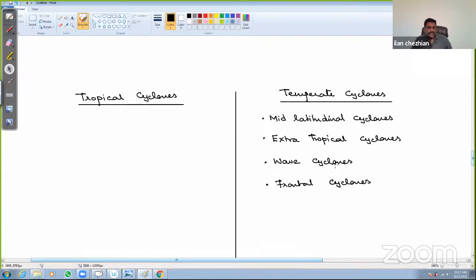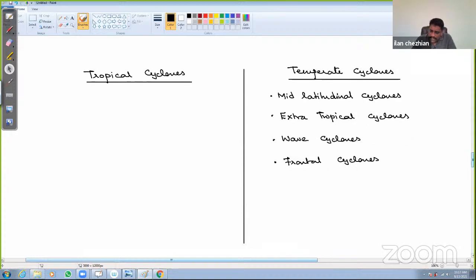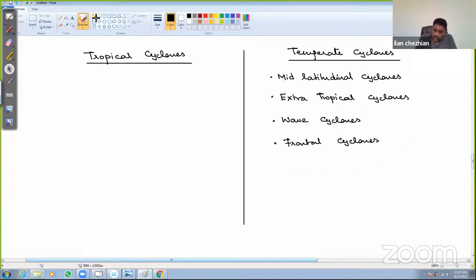It takes different names, but the concept is very simple. The number of names for temperate cyclones is very, very high. Now, when I talk about tropical versus temperate cyclones, what exactly is the basic difference? I'll tell you. Countries like India experience tropical cyclones. So, what are the basic differences when I talk about tropical cyclones?